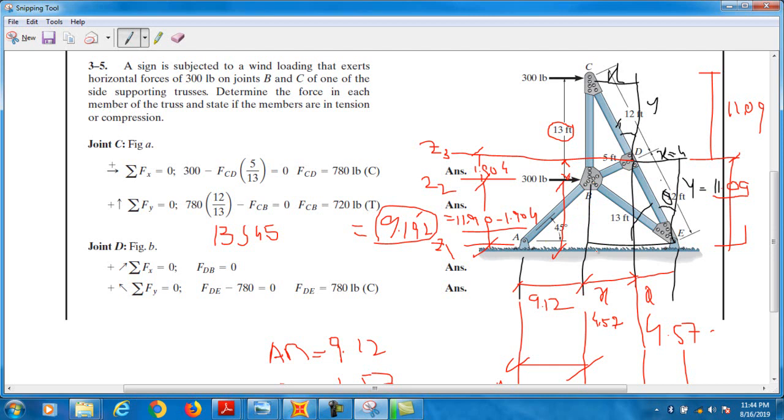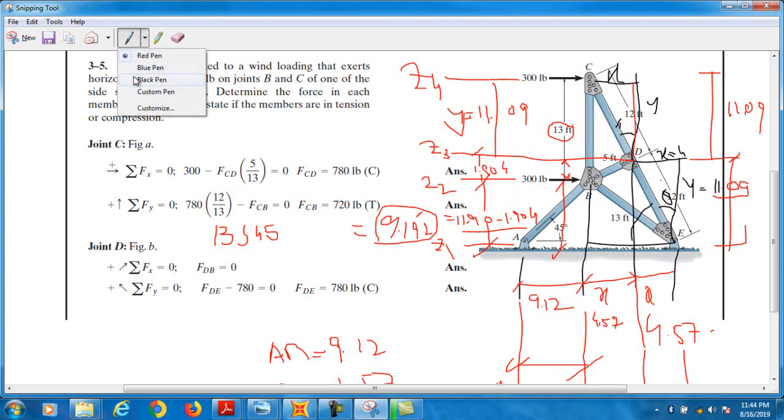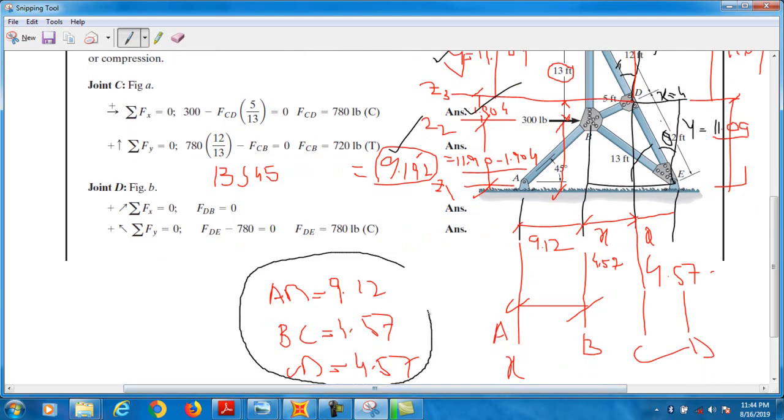And now you have another z4. So your z4 will be this height, which is basically y, and this equals 11.09. So these are the final spacing which we will use, and we will develop our model.